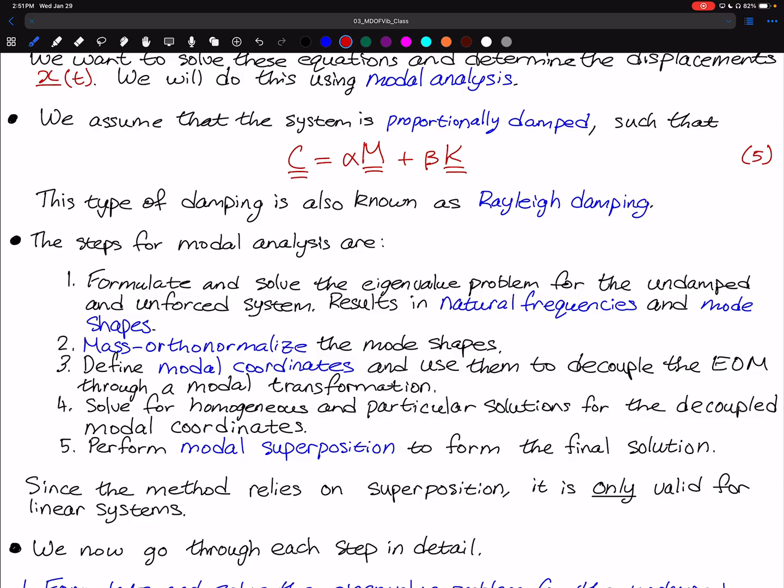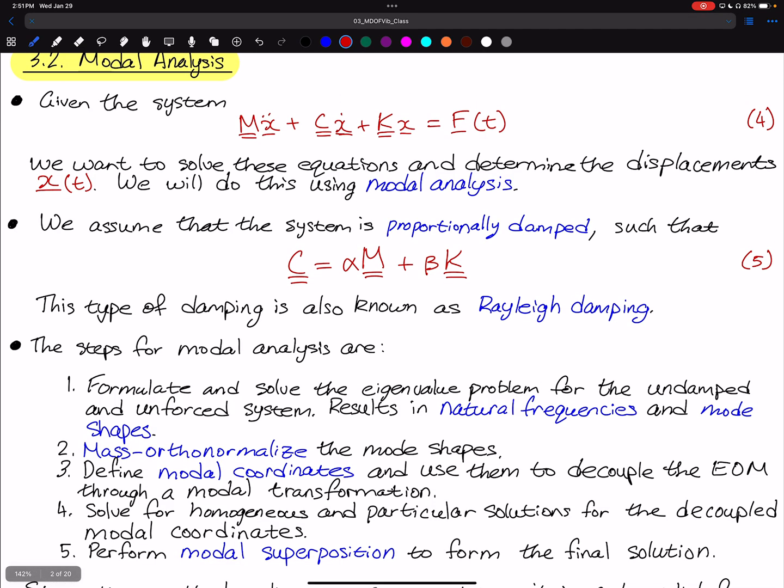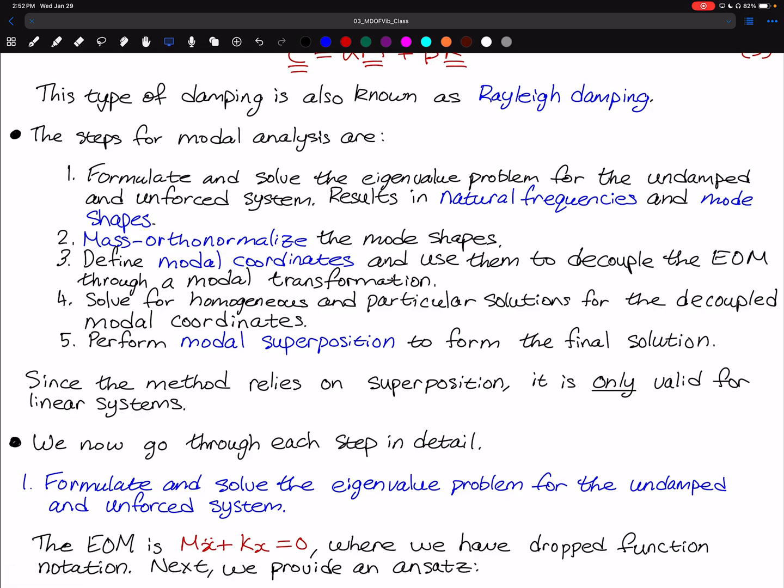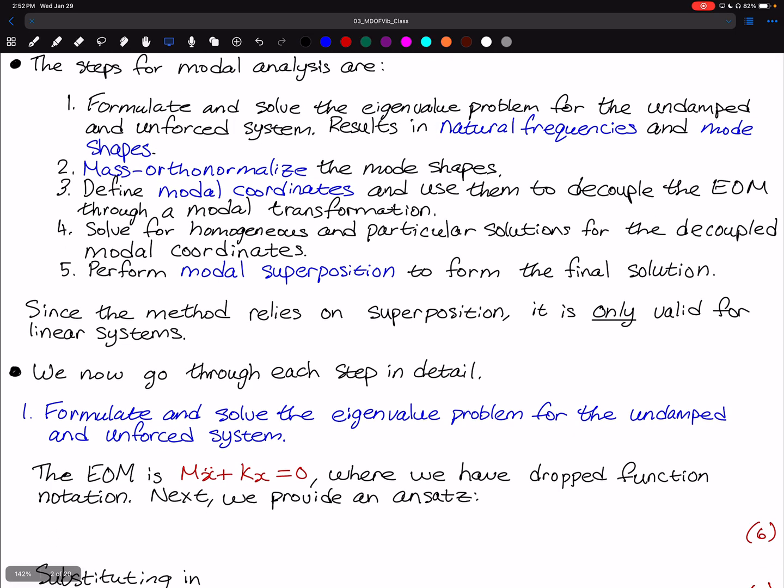So effectively, we're going to use this modal analysis technique to transform this coupled set of n equations into a set of n uncoupled equations, in which case we'll have n single degree of freedom oscillators that we can solve using what we did in chapter 2. That's the goal of this technique. Once you solve for the homogeneous and particular solutions of those decoupled modal coordinates, we can then do what's known as modal superposition, which combines all of these together, basically just adding up the response of each mode. We're going to start the steps for this, and then continue next week.